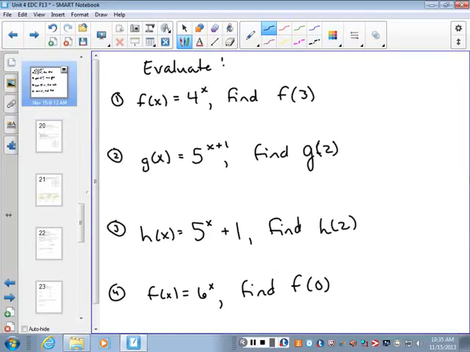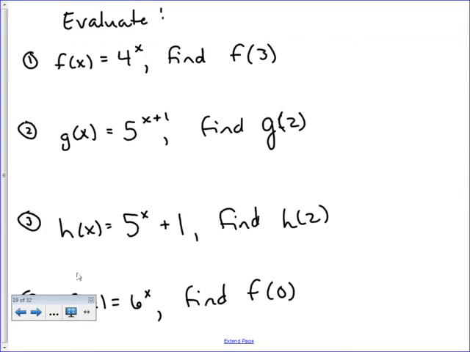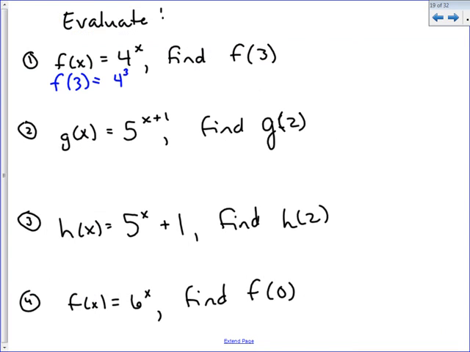Different functions for their given value. So if you could raise your hand if someone could give me the answer for number 1. Emily, what'd you get? 64, sure. We're just looking for f of 3, so we replace that x with 3. It's an exponent, 4 to the 3rd power. Absolutely, 64. All right, how about someone number 2?